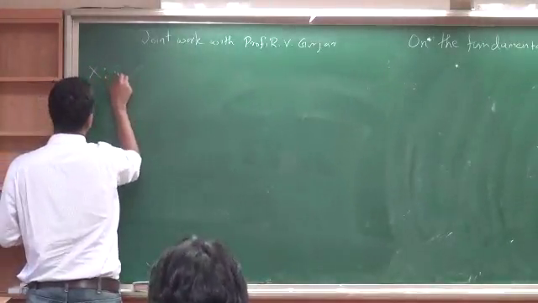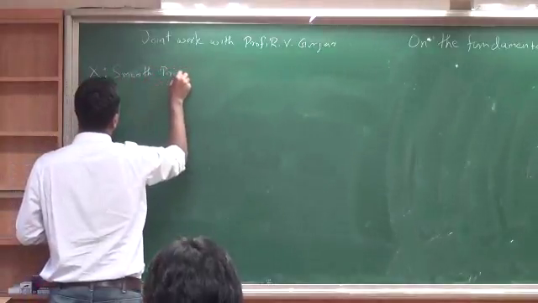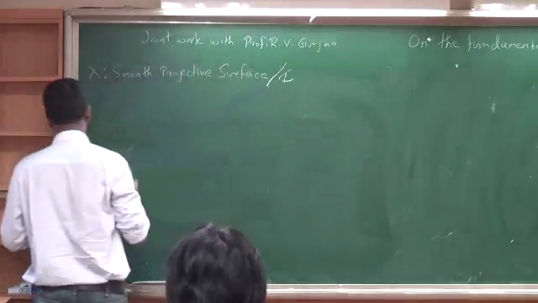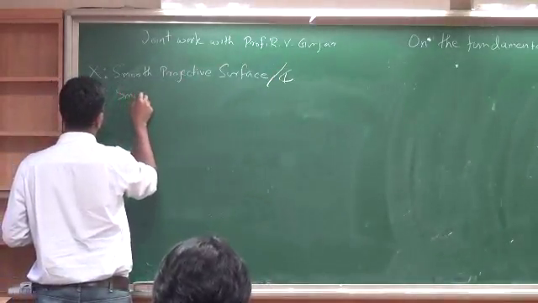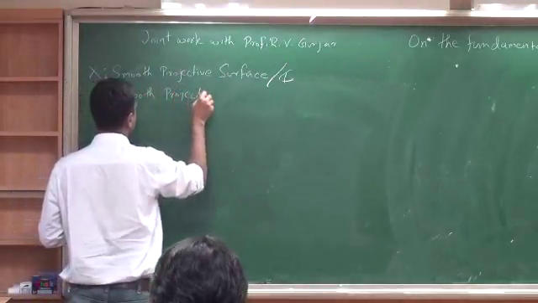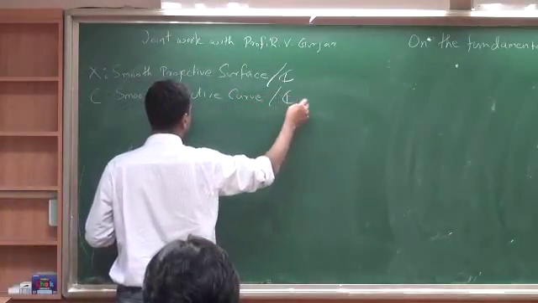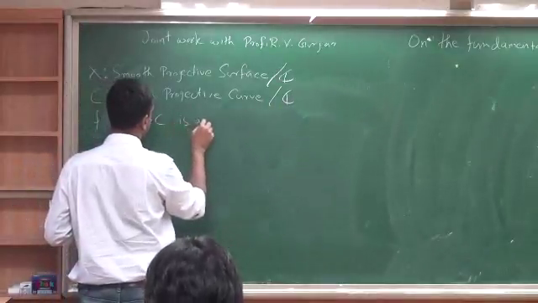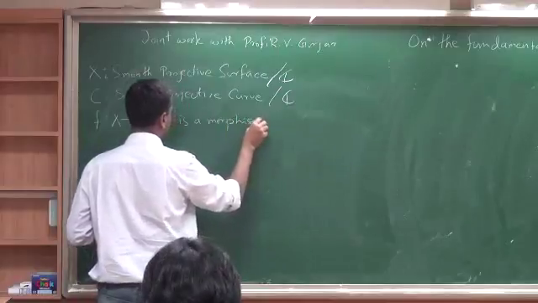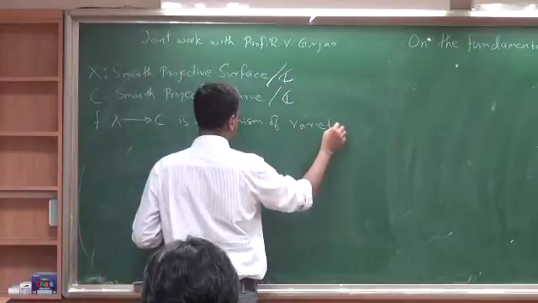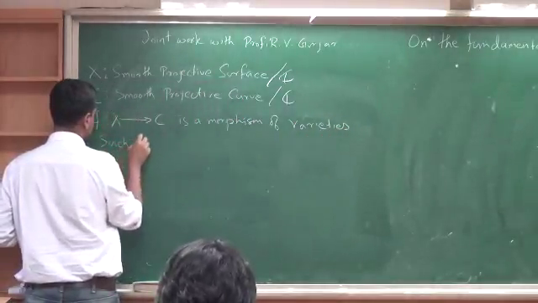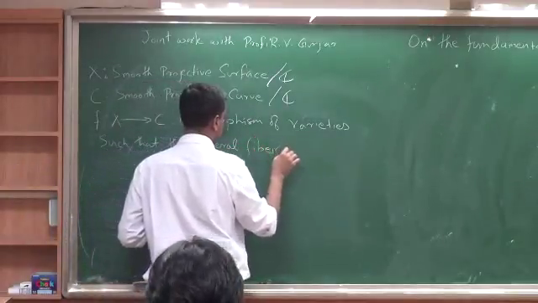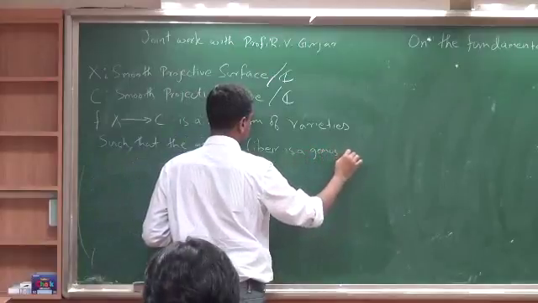So X is a variety over C. C will be a smooth projective curve over C, and F from X to C is a morphism of varieties such that the general fiber is a genus-2 curve.